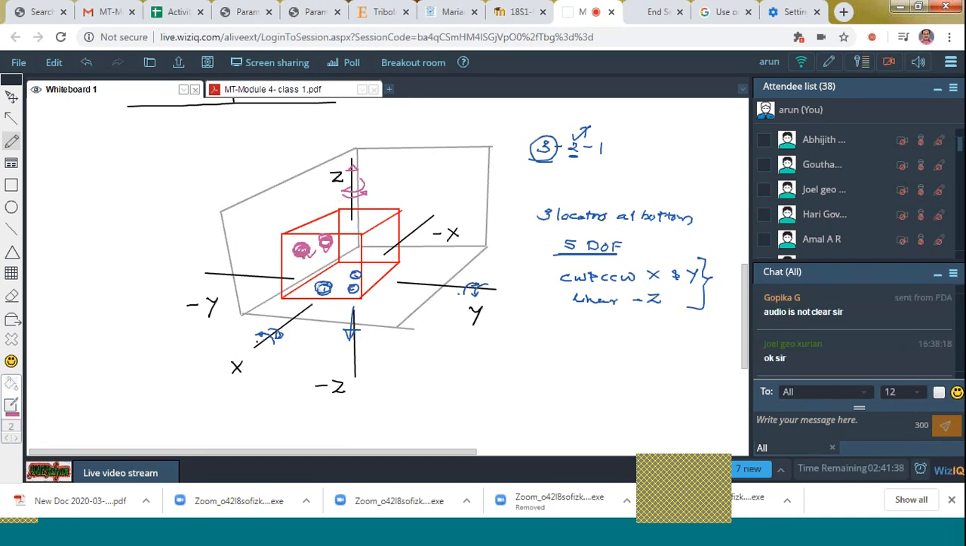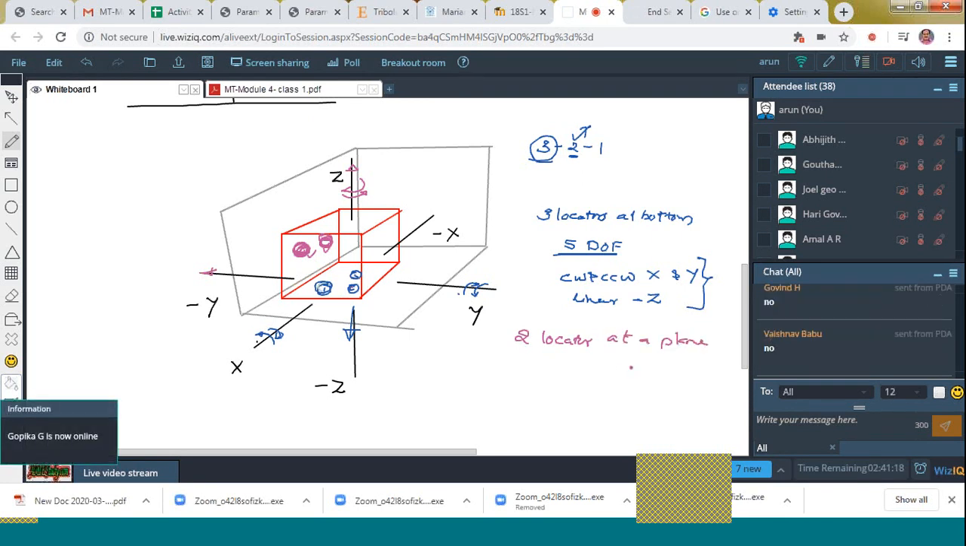Next is, what about the linear motion? Can it move along the minus y? No, it will not. Okay. So, by means of 2 locators, at a plane, how am I going to define that plane?